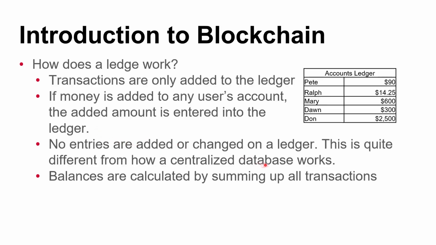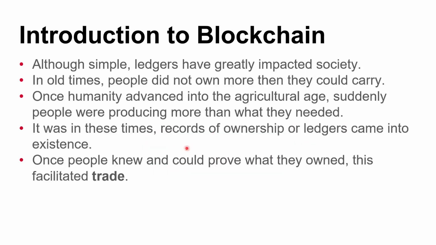So when we update a ledger, actually nothing is changed. Another record is added to the ledger. So ledgers tend to be append only. And then we find out a balance simply by summing up all of the entries for a particular account. And although ledgers seem quite simple, they've had a great impact on society.